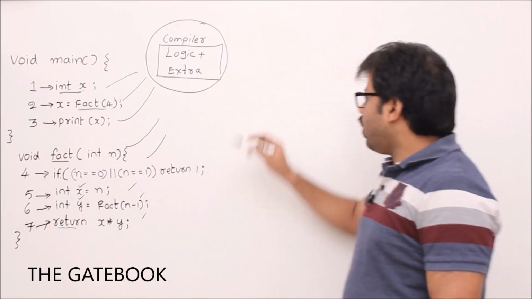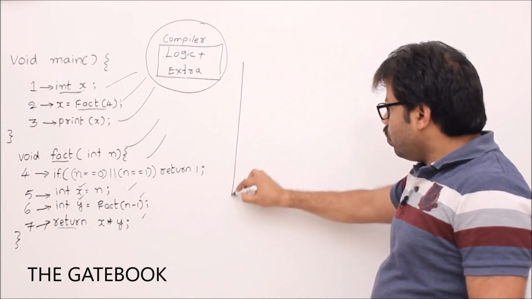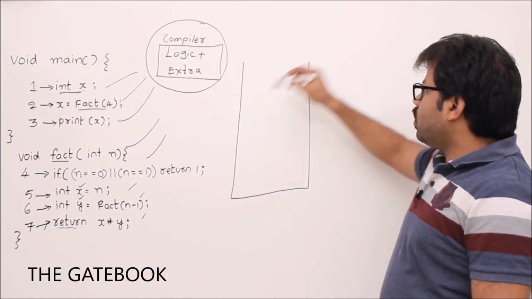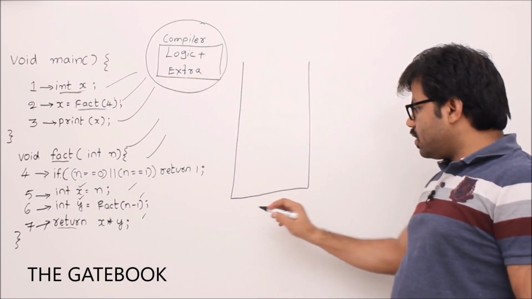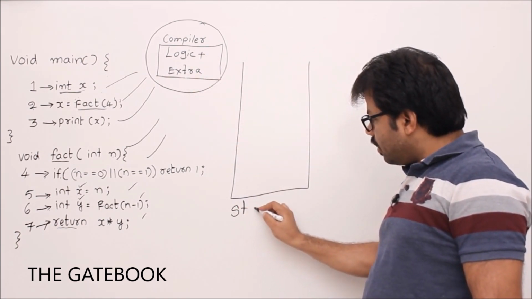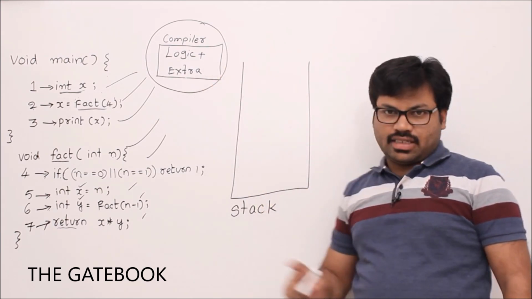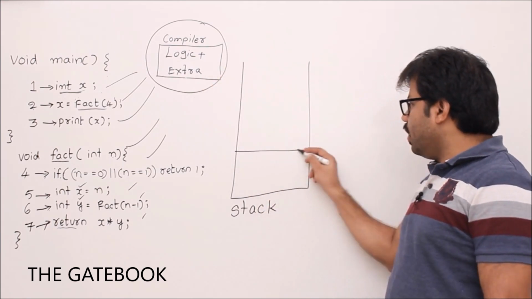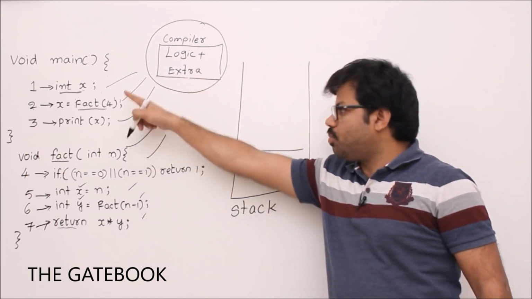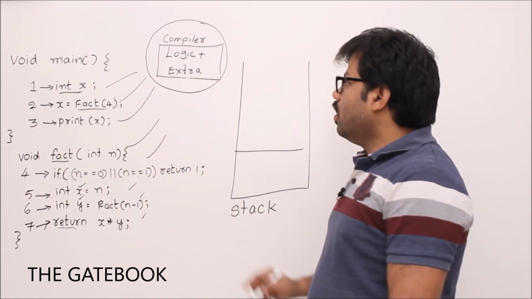For that, I will show you the main idea about that extra code. In that extra code, there will be one stack. That means your compiler maintains a stack data structure, and we'll see how this stack helps your compiler to run this program very effectively.